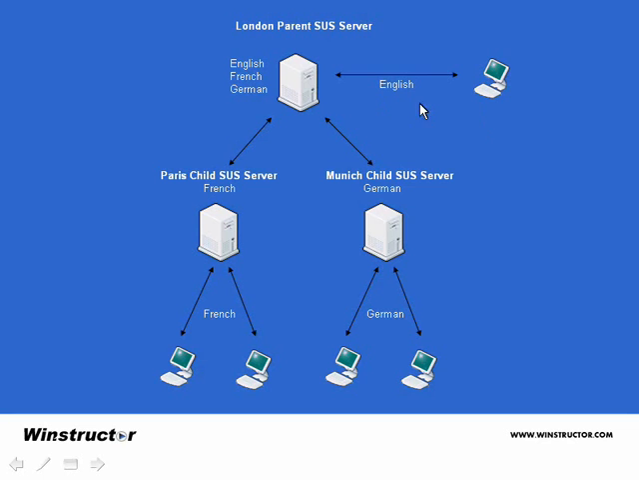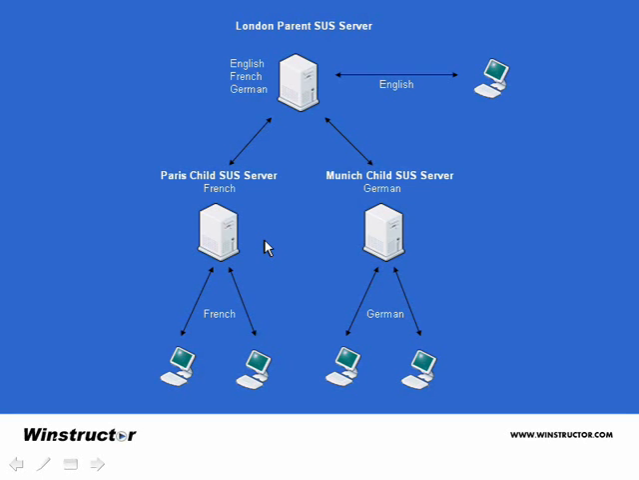As our parent server, London can only provide the SUS updates that it has downloaded. So London needs to download all 3 languages here. Now if we didn't configure London to download the French and German language versions of updates, then these servers here would start requesting software from London that it doesn't actually have when they attempt to synchronize with London.